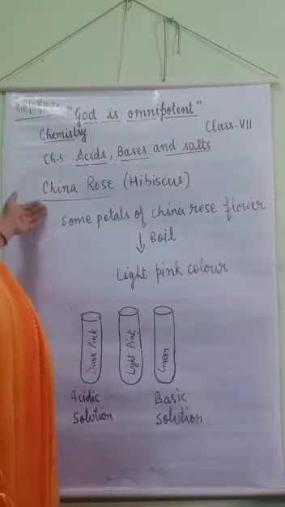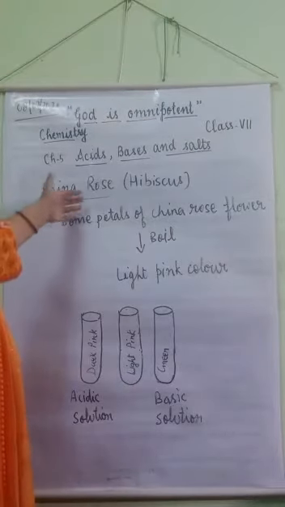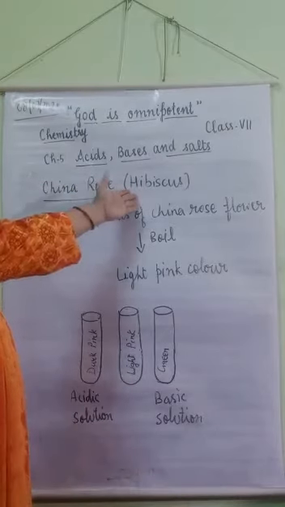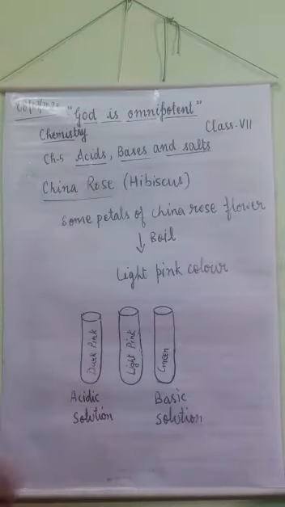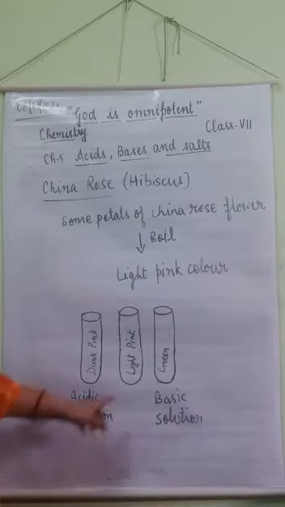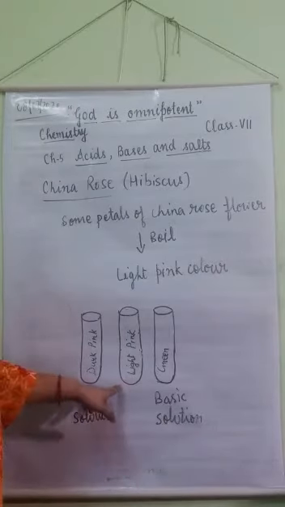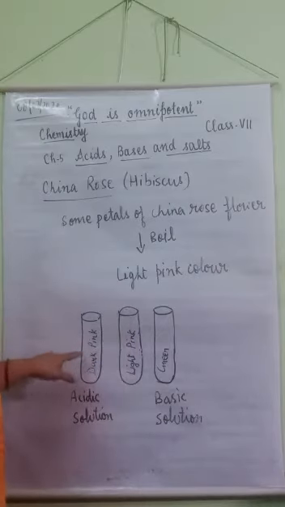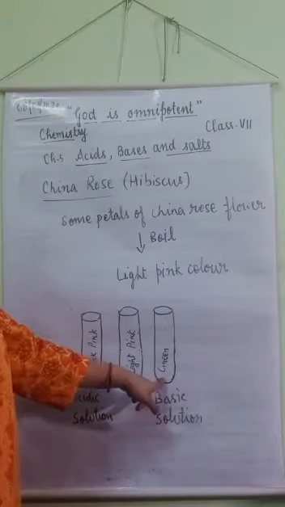Like turmeric, we can also prepare China rose indicator. China rose is also known as hibiscus. We take some petals of China rose flower and boil them in water for some time, and we get a light pink color. This light pink color of China rose we use as an indicator. In acidic medium, the light pink color of China rose indicator turns into dark pink, and in basic medium it turns into green.